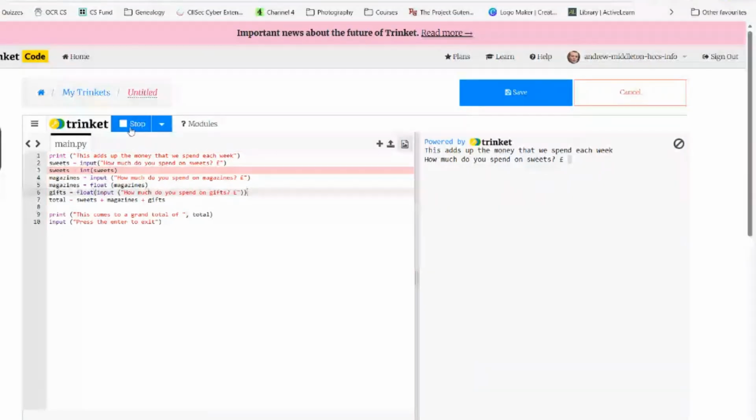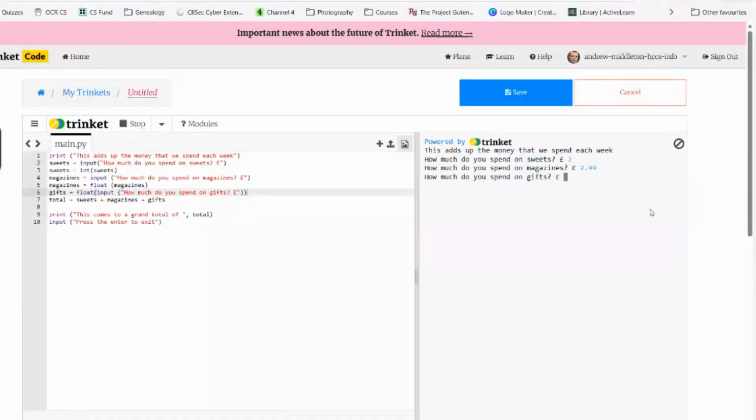So run it again, £2. Then I put 2.99, and this time around, because it's a float, it will work. And then it says that comes to a grand total of £8.98. And there now we've got maths that works. So that gives you the answer to the modify and the answer to the issue that was in the modify. And the next thing we're going to do after a short break is look at the make challenge.